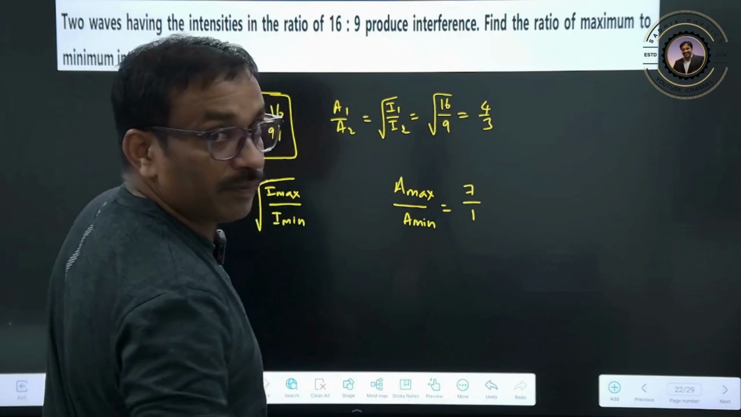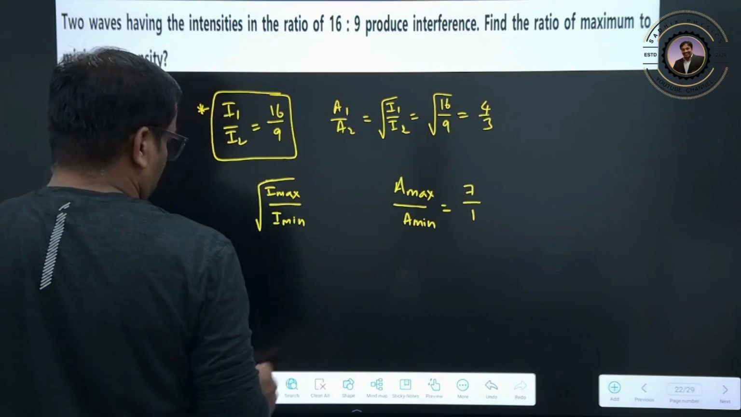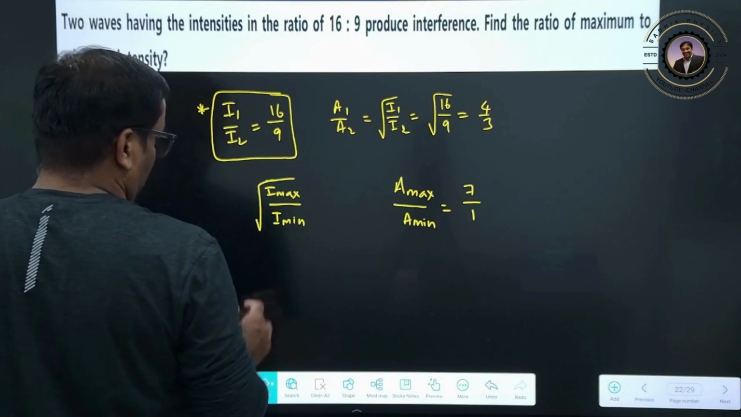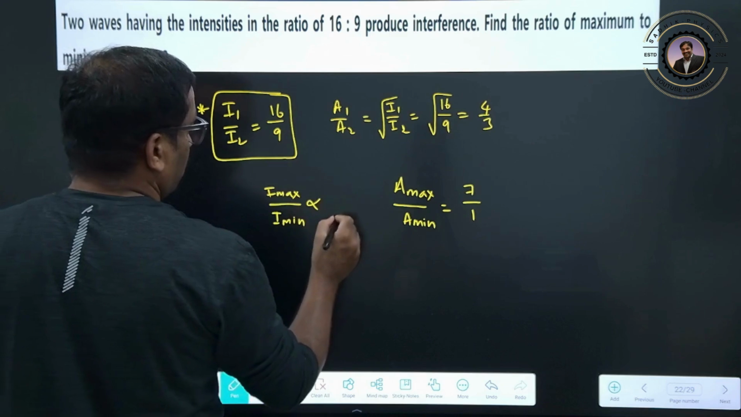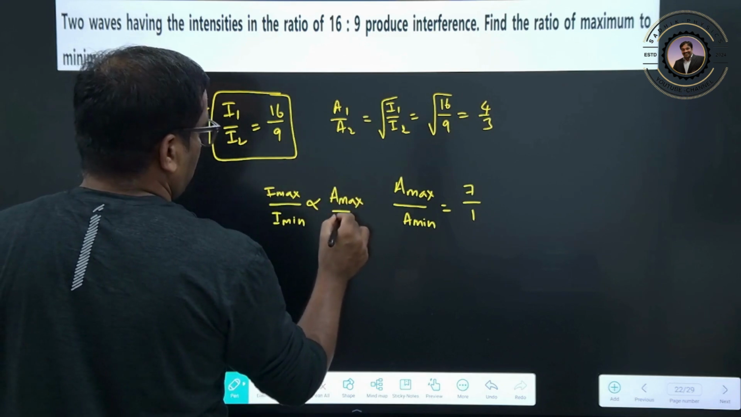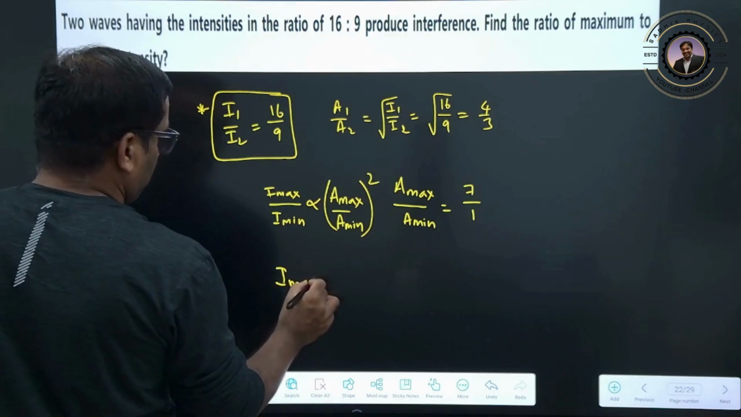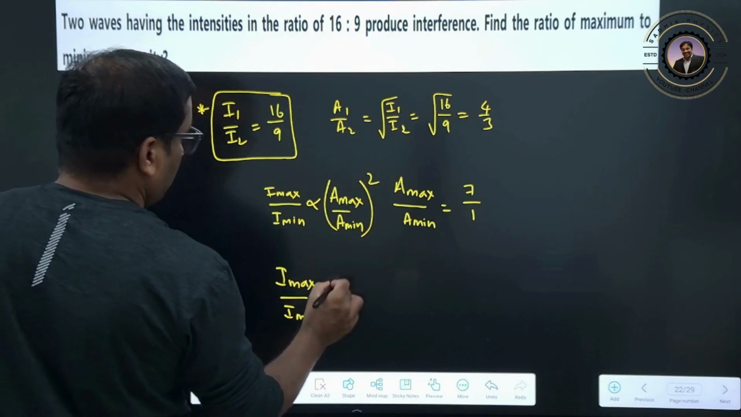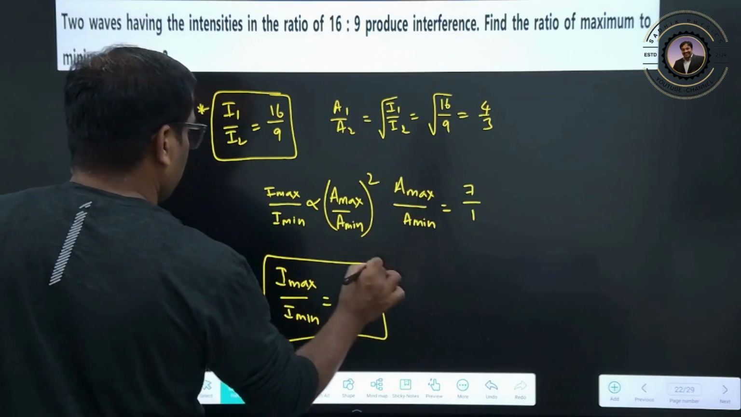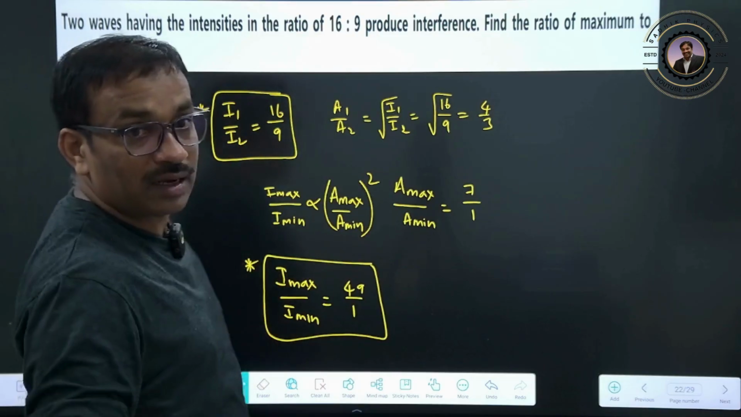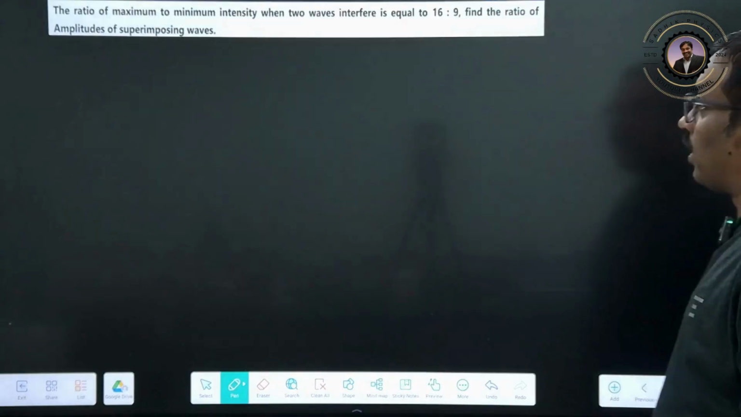A max by A minima. Intensity is directly proportional to the square of the amplitudes, no? So therefore I max by I minima, if you want to calculate it, is proportional to A max by A minima whole square. Clear? So A max by A minima is 7, and 7 squared means nothing but 49 by 1. So this will be your answer. Anyway you can calculate it in so many ways, right? So you can check student comfortability. Clear? Next question.